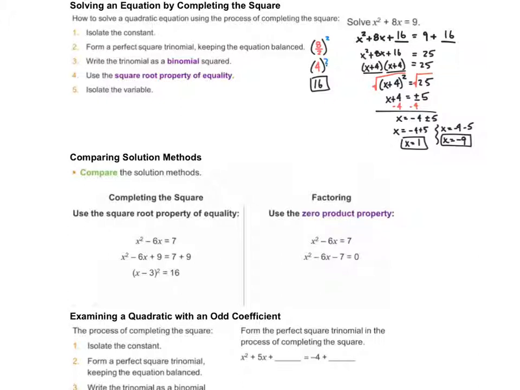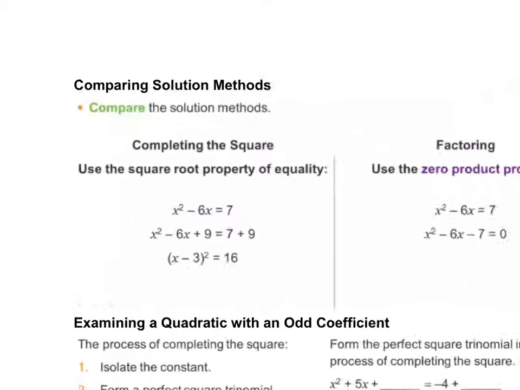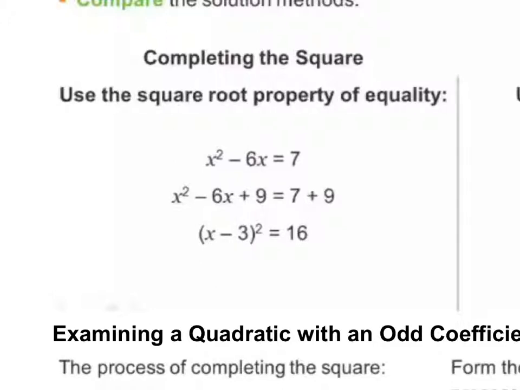Okay, so let's take a look here at comparing the different methods of answering this same question, okay? So completing the square is in this column, and then factoring using the zero product property is over here. So what I want to do is take a look at completing the square, okay? And so what we've done over here, x squared minus 6x equals 7. Okay, what we've done is we've turned this part into a perfect square trinomial, and we did that by taking negative 6 divided by 2, squaring it, and that's going to give you negative 3 squared, which is going to give you a positive 9. Okay, that's what the value here and here.